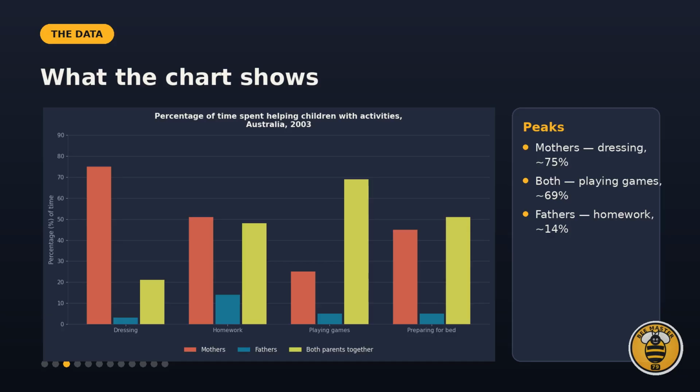And here is the chart itself. 3 groups are compared: mothers, fathers, and both parents together across 4 activities: dressing, homework, playing games, and preparing for bed. The vertical axis shows the percentage of time spent on each one. Pause here for a moment and let your eye travel across it before I say anything about it.